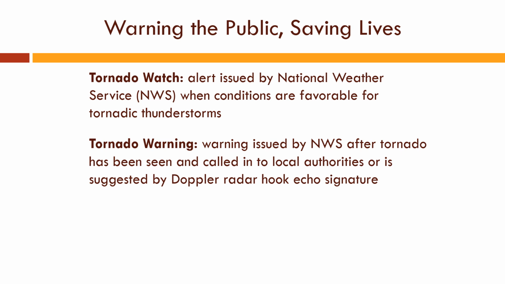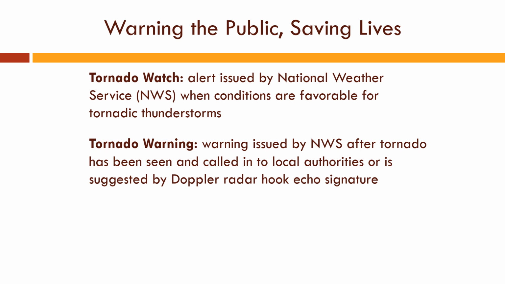So we have 2 levels of tornado warning system alerts. The first one is just a tornado watch. This is issued by the National Weather Service when the conditions are favorable for tornadic thunderstorm development. So we actually haven't seen a tornado yet. We just know that everything, the setup, the environment is perfect for a tornado to form.